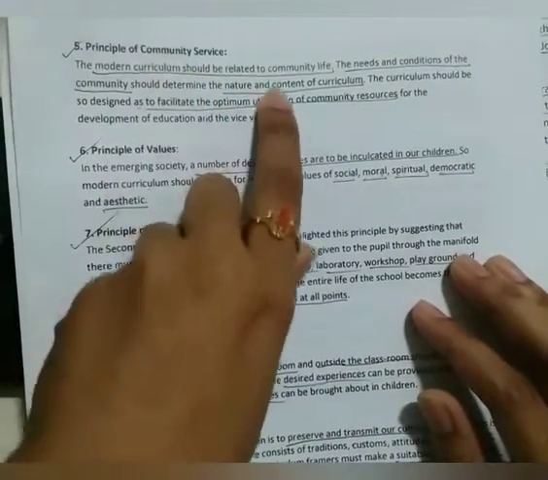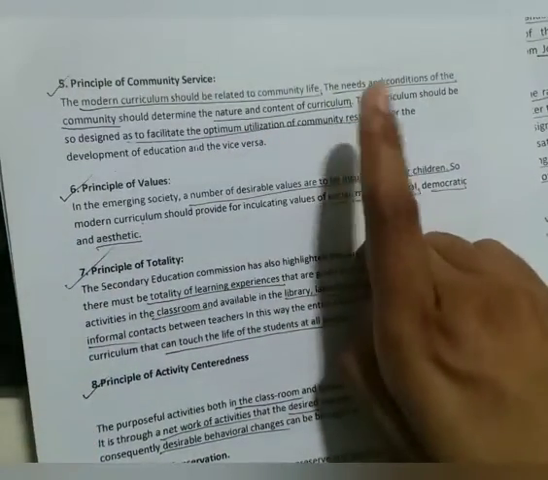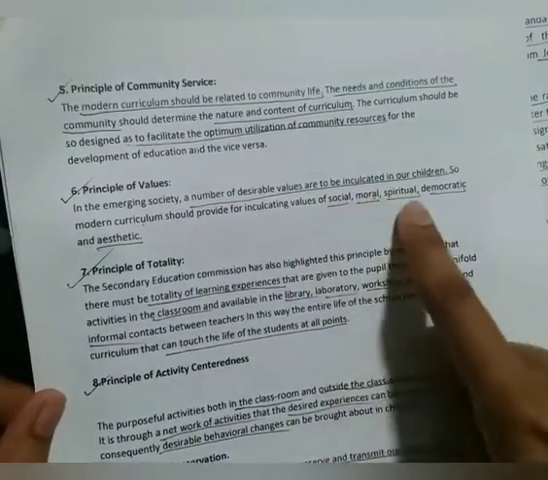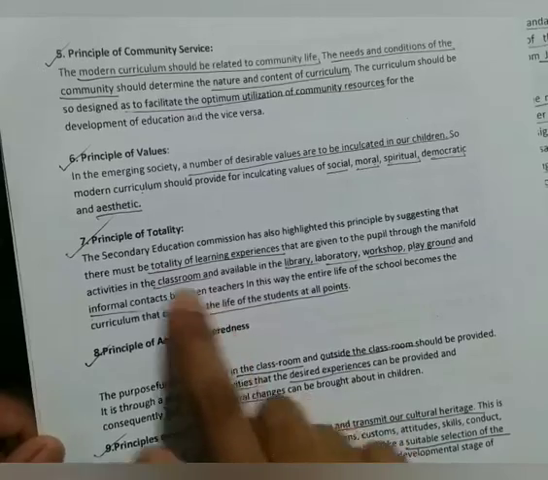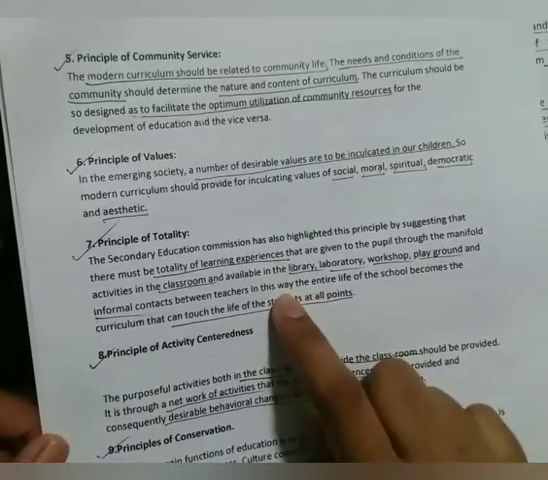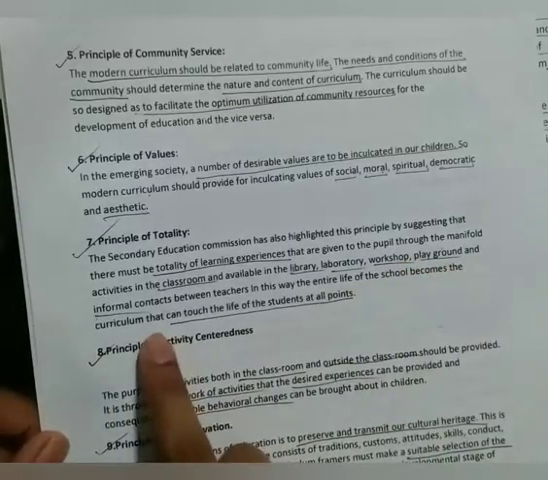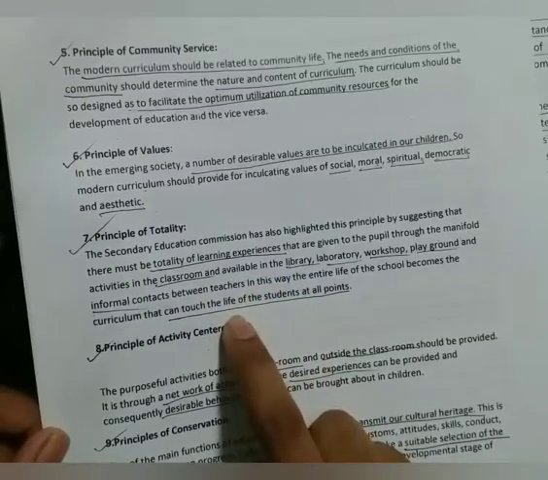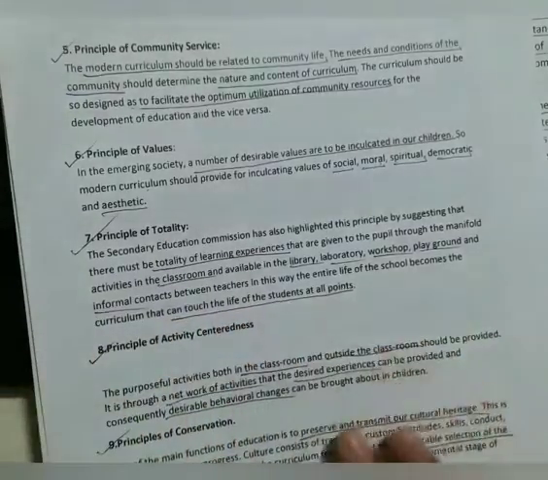That means the modern curriculum should be related to community life. The needs and conditions of the community should determine the nature and content of the curriculum. Then the principle of values. There are a number of values: social, moral, spiritual, democratic and aesthetic. Principle of totality. It is a totality of learning experiences. Other than the classroom, there should be a library, laboratory, workshop, playground, and there should be a relationship between the students and the teacher, so that the students will have a touch with every kind of thing in life.